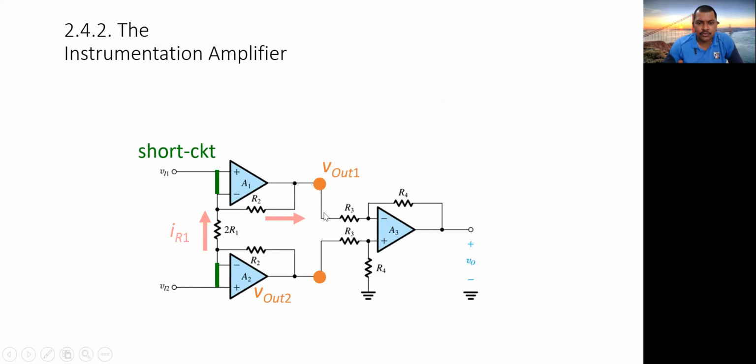And the current is going to flow from R2, and we will be having the V out one and V out two like this. So it is very effectively shown how the current is going to flow. I will show you again.